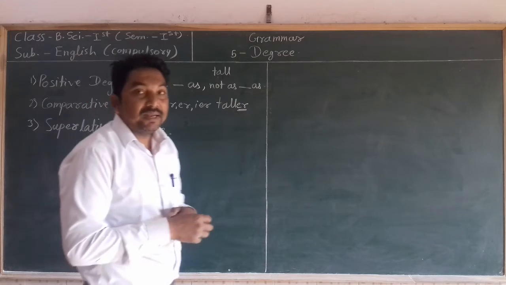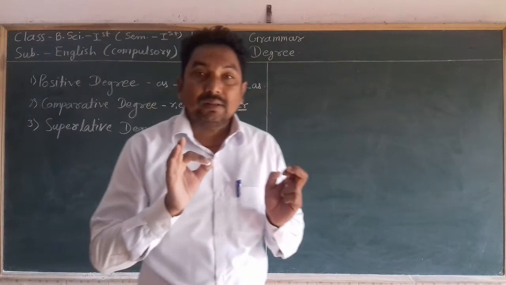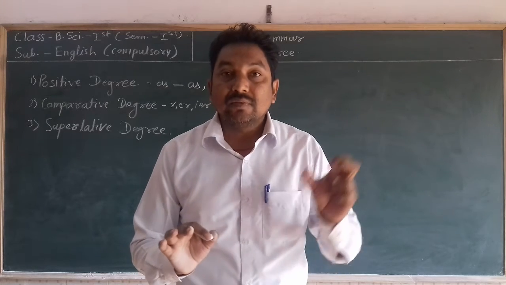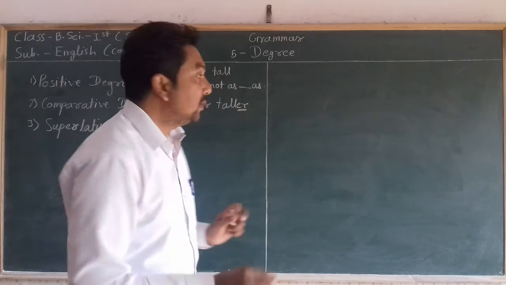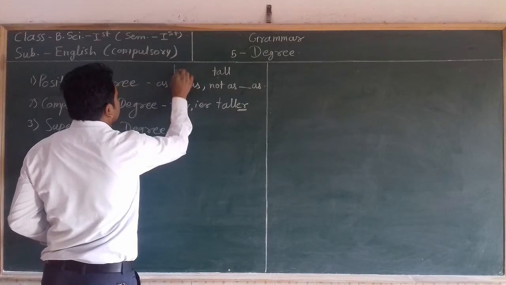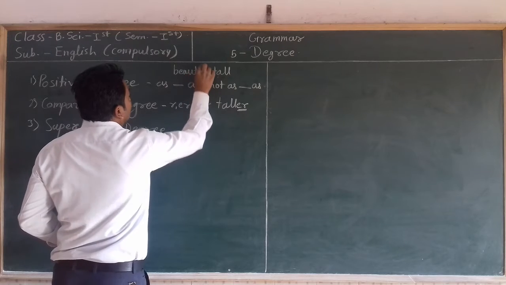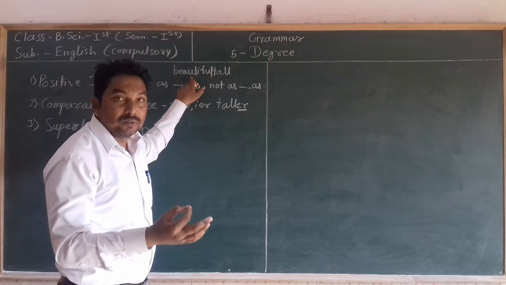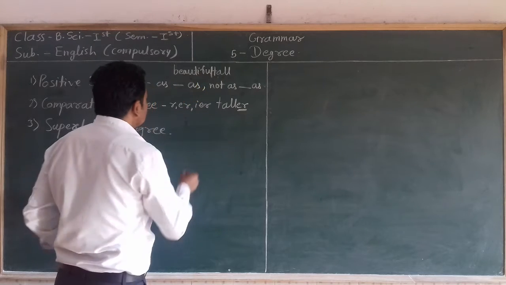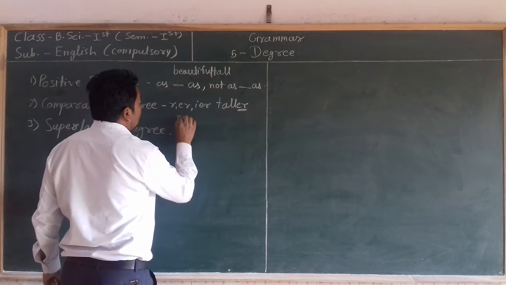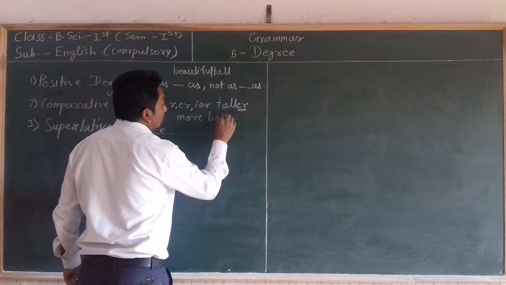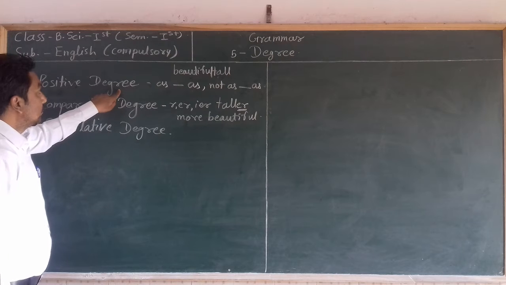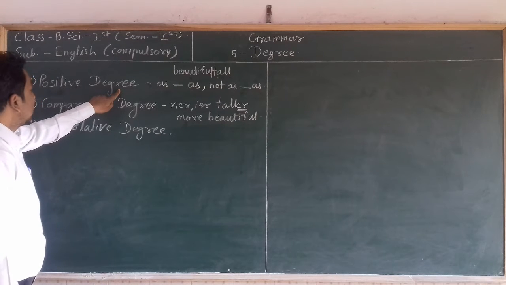And if there is any adjective to which we cannot use any r, er, ier, this kind of suffix, then in front of that adjective always take more in comparative degree. For example, beautiful. This word we cannot use as beautifuler. So this kind of word we can use most or more. More beautiful.